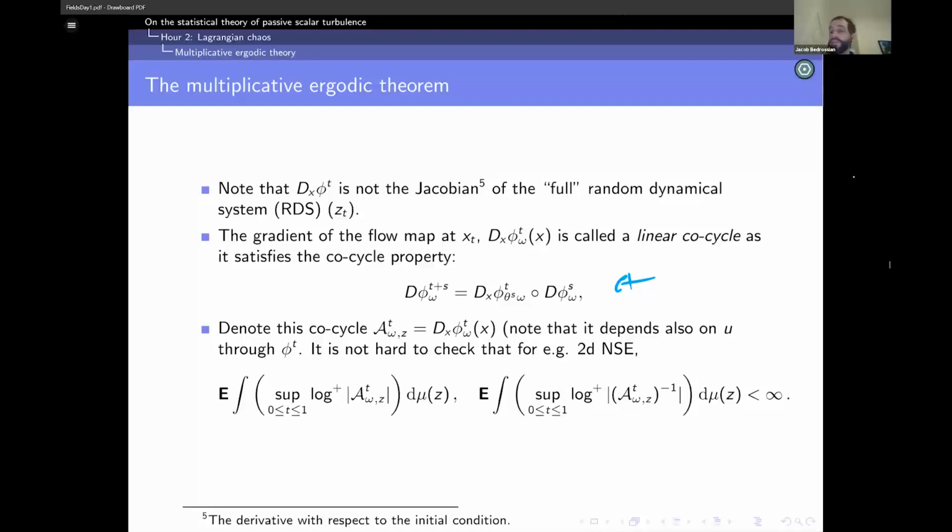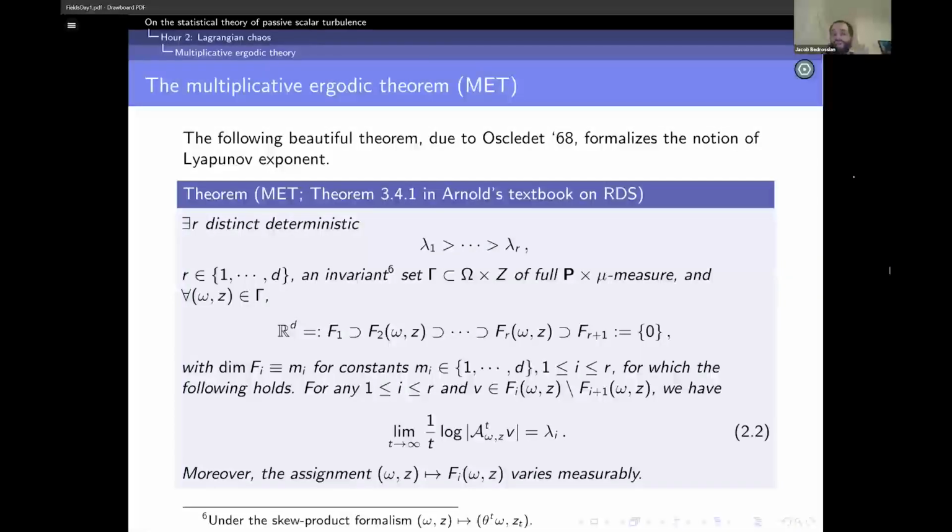And the first thing you want to check is that this cocycle is not completely pathological. And this just follows from regularity of the velocity field. By regularity of the velocity field, the probability of this gradient blowing up super ridiculously huge is very small. And so you could get these really minimal estimates, for example. Those minimal estimates are sufficient to apply a really beautiful theorem called the multiplicative ergodic theorem.